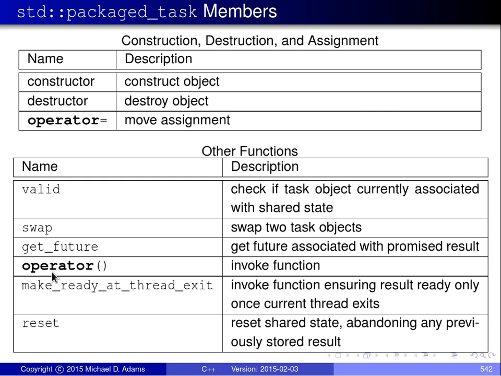Then the function call operator allows the function that's associated with the package task to be invoked. Or maybe more generally, I should say callable entity. It could be a function or it could be a functor, for example. Make ready at thread exit is similar to the function call operator, except that the result that's produced by the function only becomes available via the future object once the current thread exits. So it potentially delays a little bit the time before the result becomes available. And finally, we have the reset member function, which resets the shared state associated with the package task.